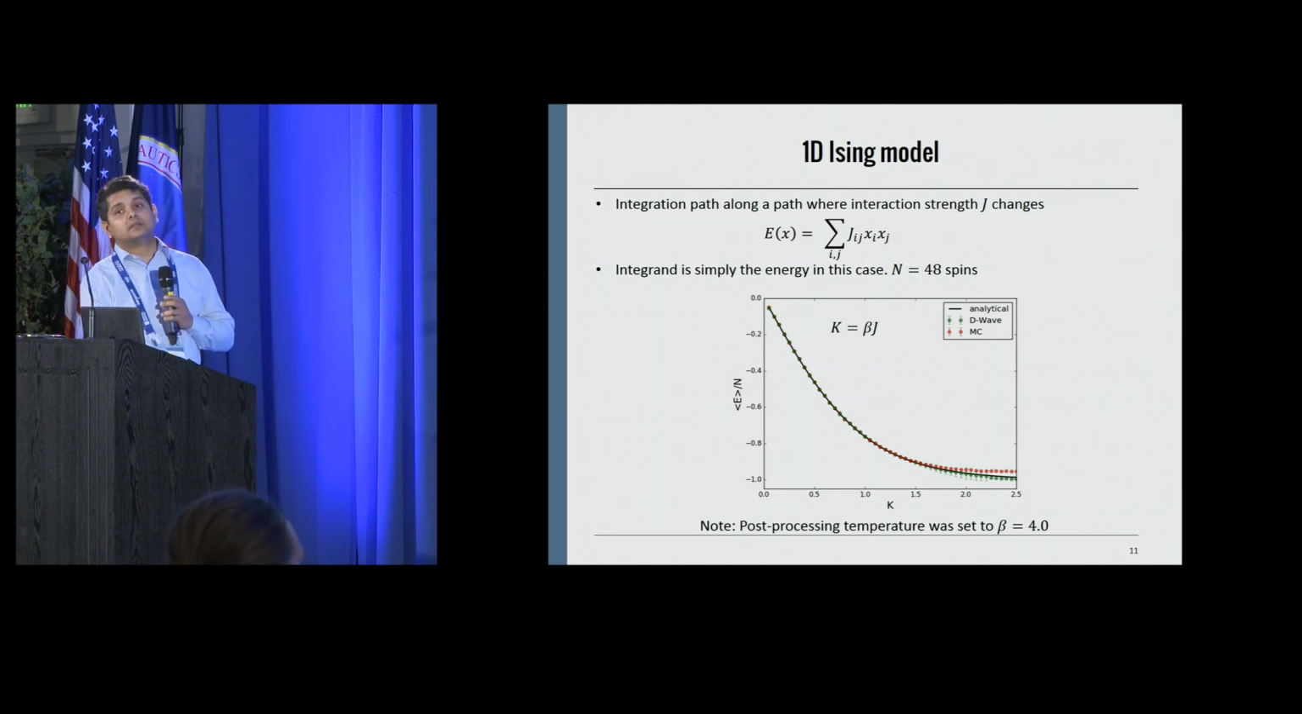So this is the 1D Ising model. In this case, we are conveniently choosing an integration path where the interaction strength, J, changes. In the plot, you see it as K, which is J times the inverse temperature. As it appears, if you choose this path, your integrand, dH upon d lambda, is nothing but the energy average, and that is plotted on the y-axis. The expectation here is that the exact values from the analytical expressions should match the D-Wave samples, and that's what we observe here. It was pretty exciting to see that everything aligned pretty well.